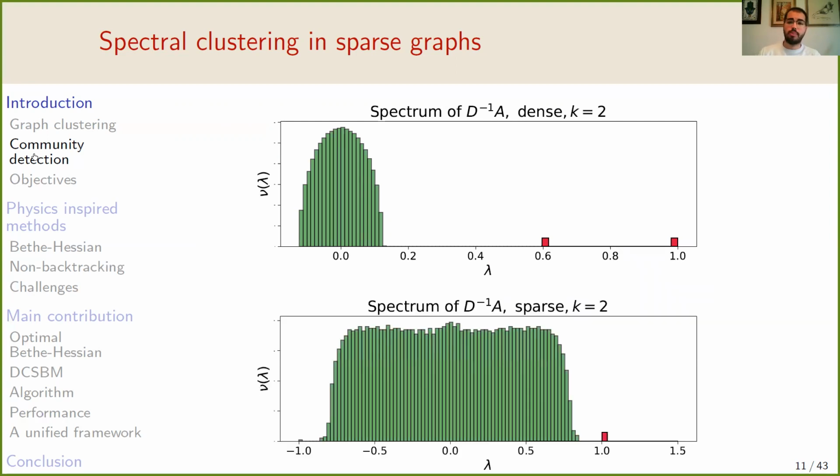However, if we have a sparse graph, which is what we typically observe in real networks, the bulk is much broader and one of the two isolated eigenvalues has disappeared. So here we have two classes and only one isolated eigenvalue, and this is bad news, and it's the reason why typical choices of the matrix M do not work properly on sparse graphs.